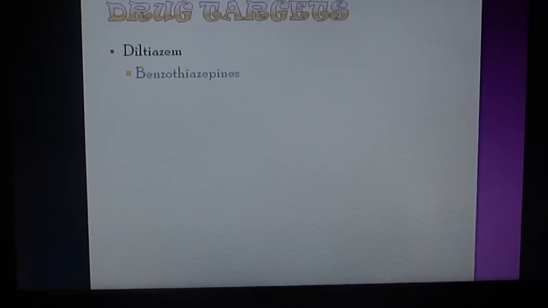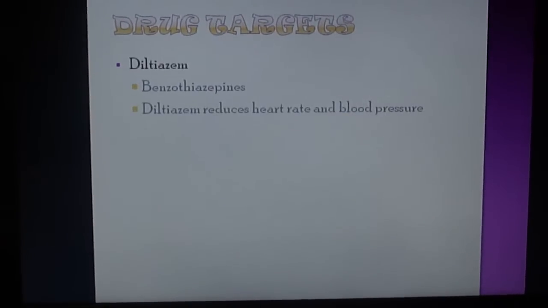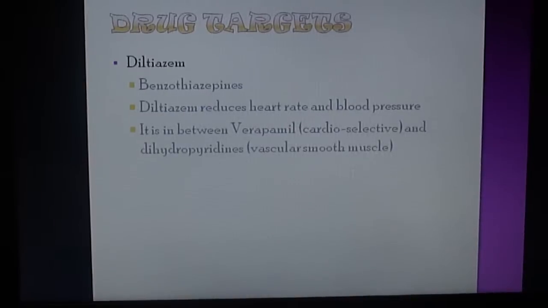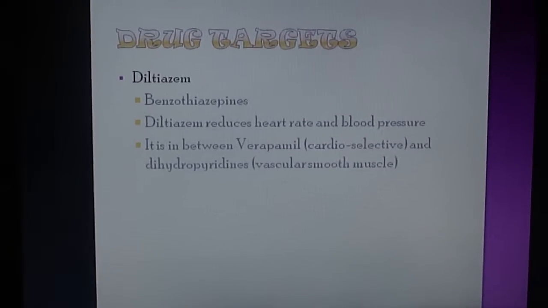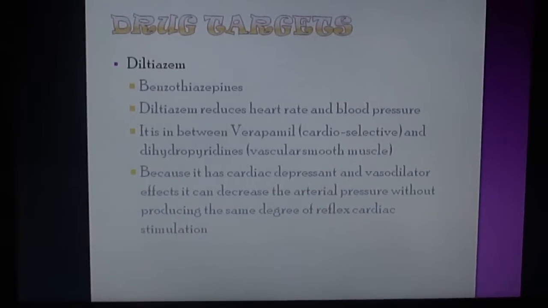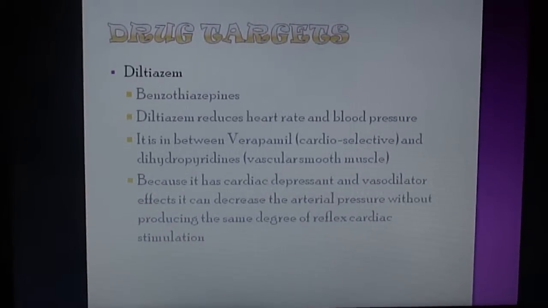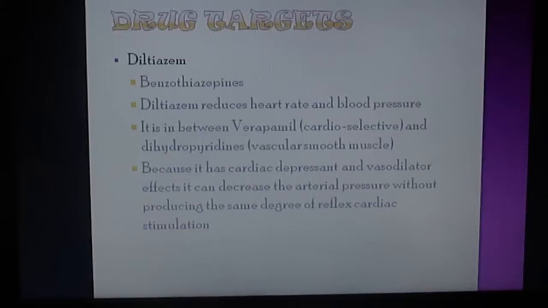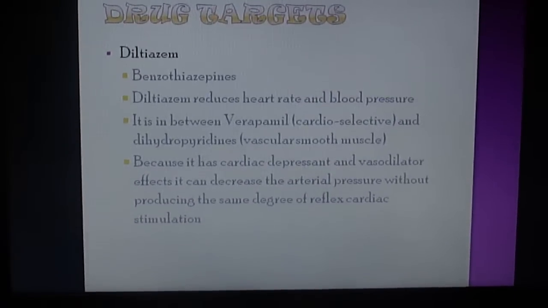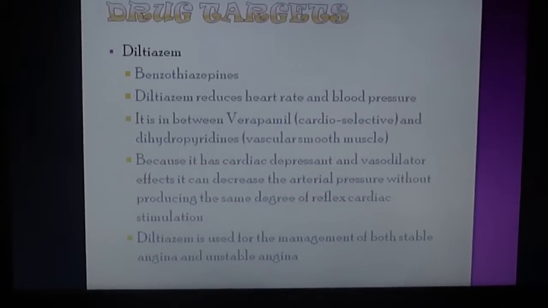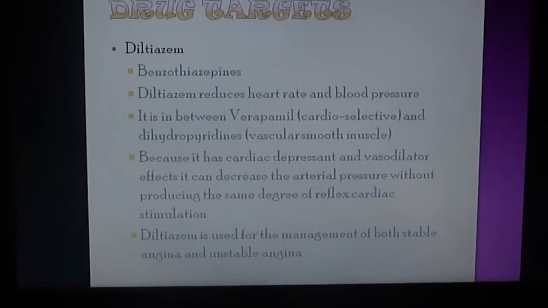Diltiazem is in the third class, which is a part of the benzodiazepines. It reduces heart rate and blood pressure. It's an intermediary between verapamil and dihydropyridines. Because of its cardiac depressant and vasodilator effects, it can decrease arterial pressure without producing the same degree of reflex cardiac stimulation. Diltiazem is used for the management of both stable angina and unstable angina.